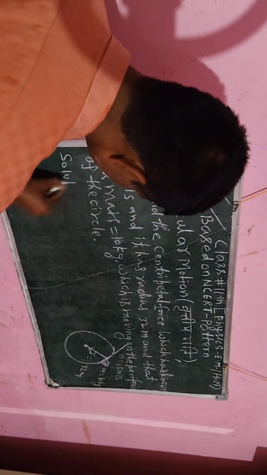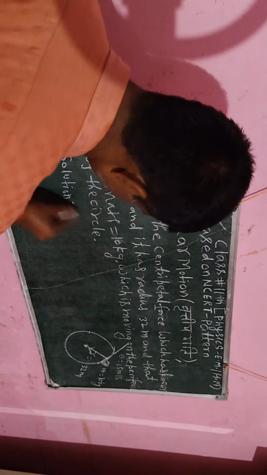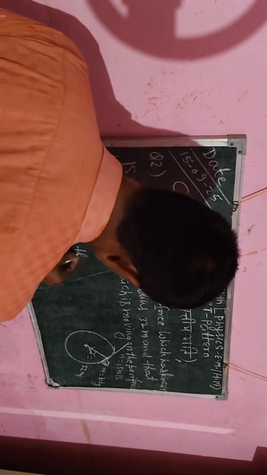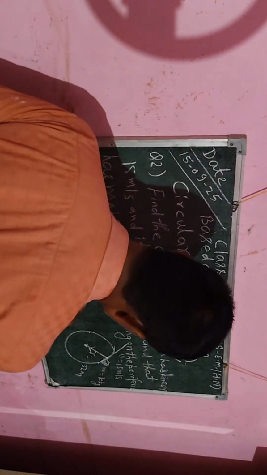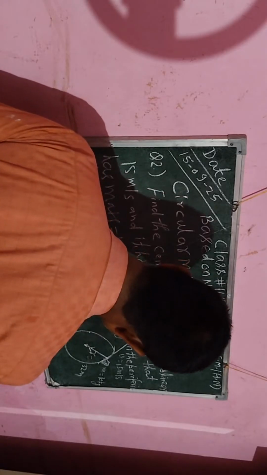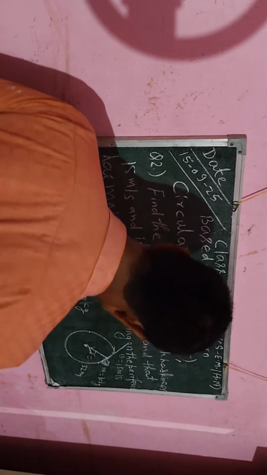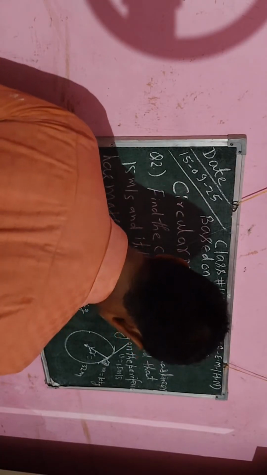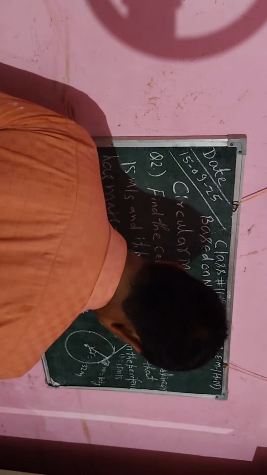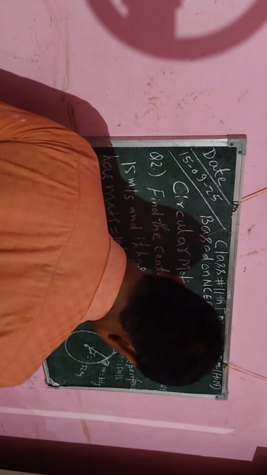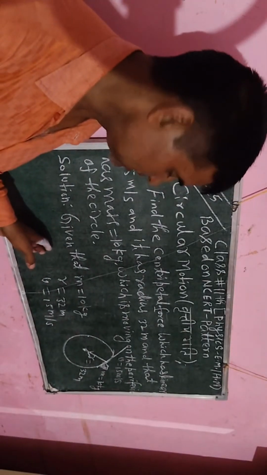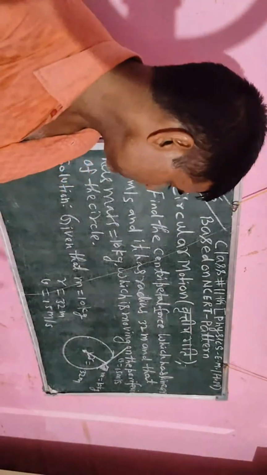Okay, so here I write solution in first step, and then I will write given that: m is equal to 10 kg, R is equal to 32 meter, and V is equal to 15 meter per second. Okay, so these are the data which are available in the question.